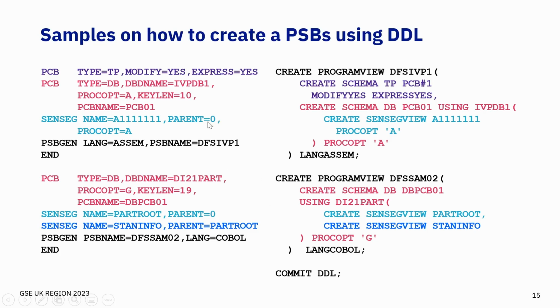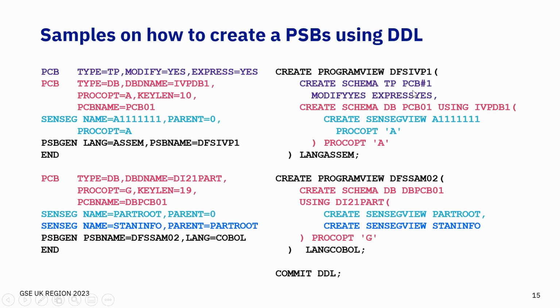So let me take a look at the first one. We say create program view. The name of the PSB is DFS IVP1, right? And this name, by the way, was specified in the PSB gen statement. And then this PSB is made up of two PCBs. So we have a create schema TP, and the first PCB is a TP PCB. It's an IO PCB, if you will.